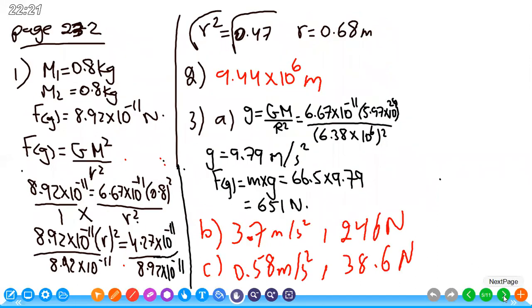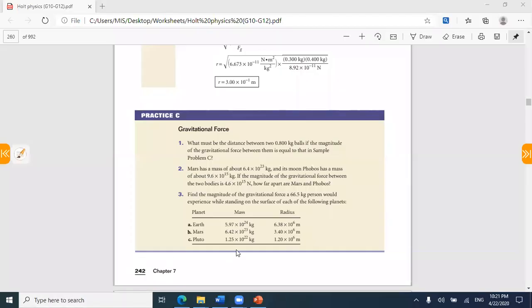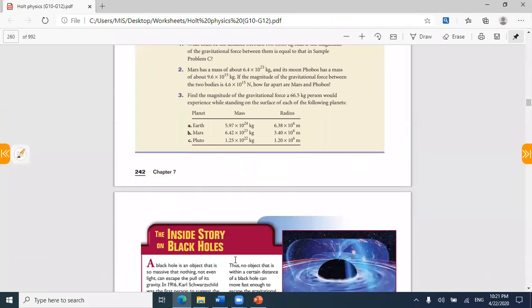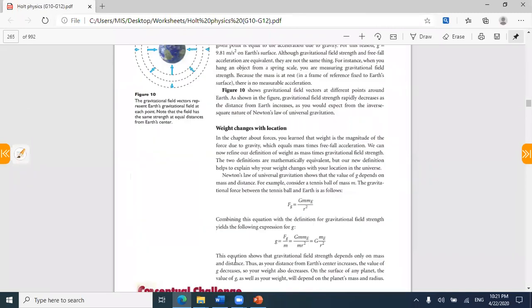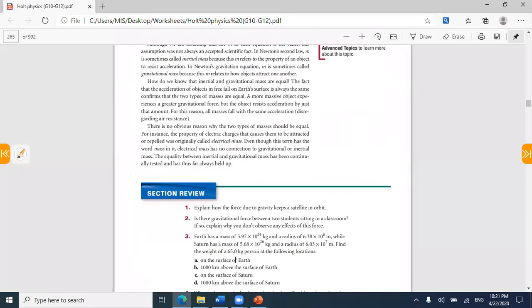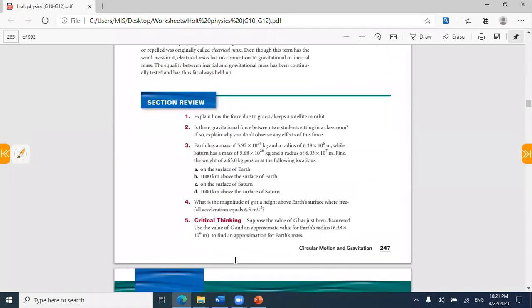Let's practice this. So we did the practice on page 232. Let me go to the section review in our book. So, section review. It is going to be on page 237 in your book, but in my book, it is 247. It is a different edition.